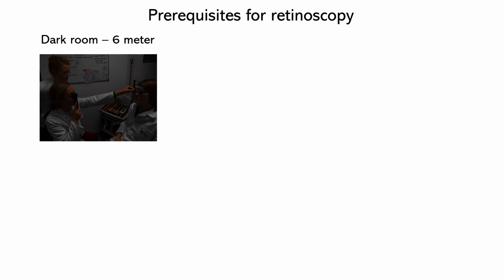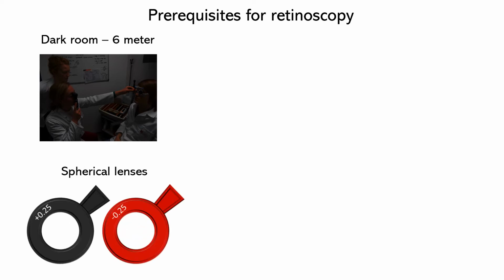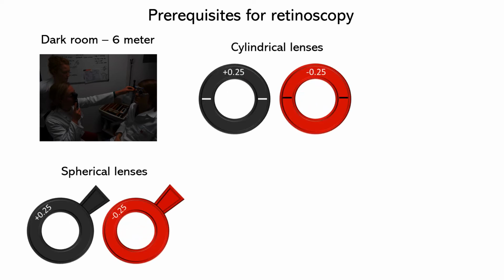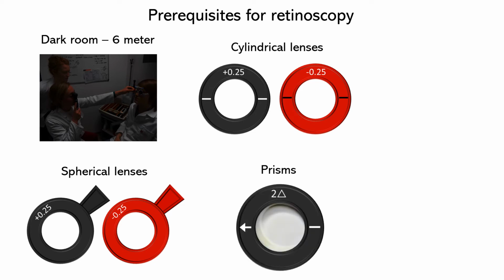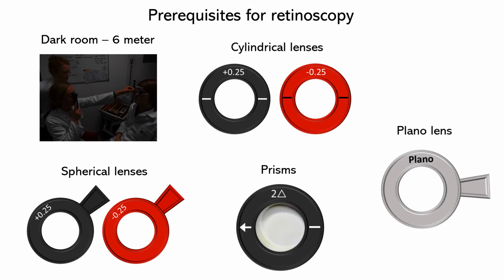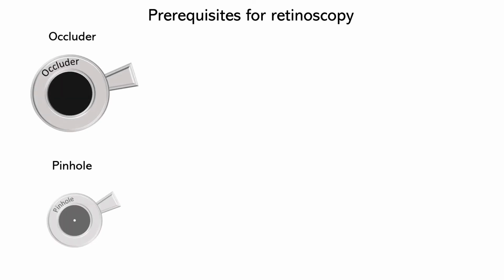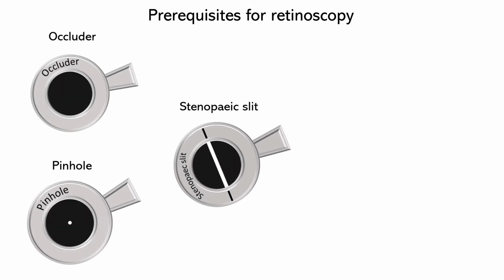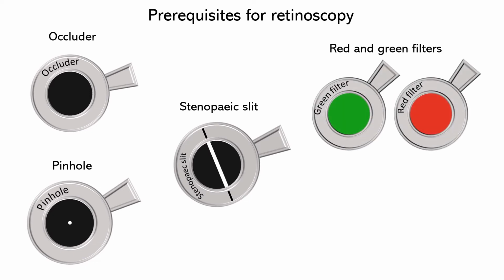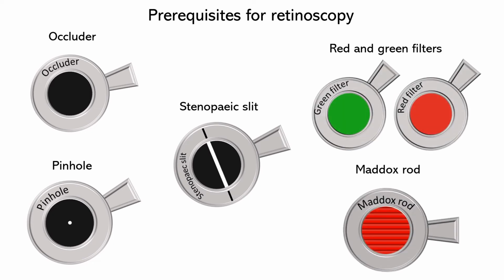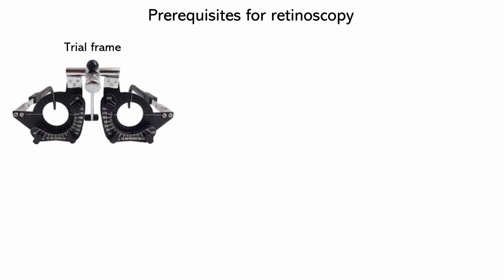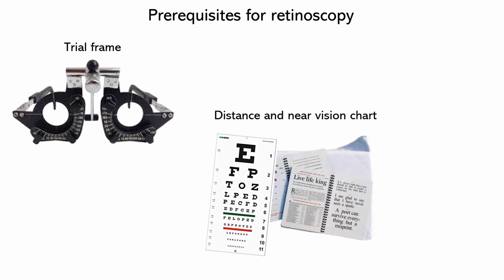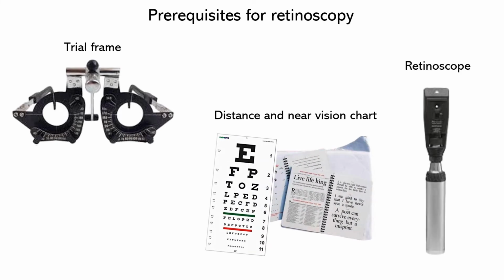Next are spherical lenses, plus and minus both, cylindrical lenses, plus and minus both, prisms, and accessories such as plano lenses, occluder, pinhole, stenopic slit, red and green filters and Maddox rod for binocular vision tests. Then a trial frame that sits comfortably but firmly on the patient's face, distance and near vision charts, and last and a must, the retinoscope.